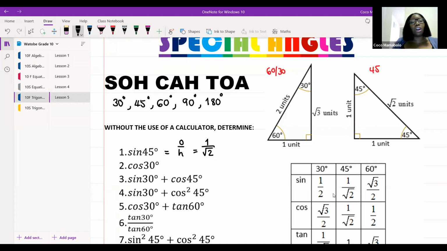All right. Let's think of cos of 30 degrees. Remember, cos is adjacent over hypotenuse. So we need to go to our 30-60 or 60-30 triangle, and here is my 30 degrees. What is my adjacent side to my 30-degree angle? It's root 3, over my hypotenuse, which is 2.